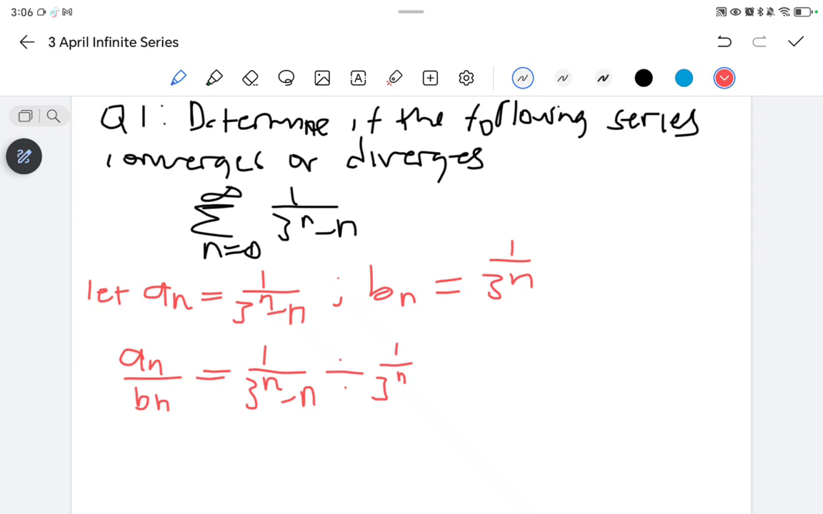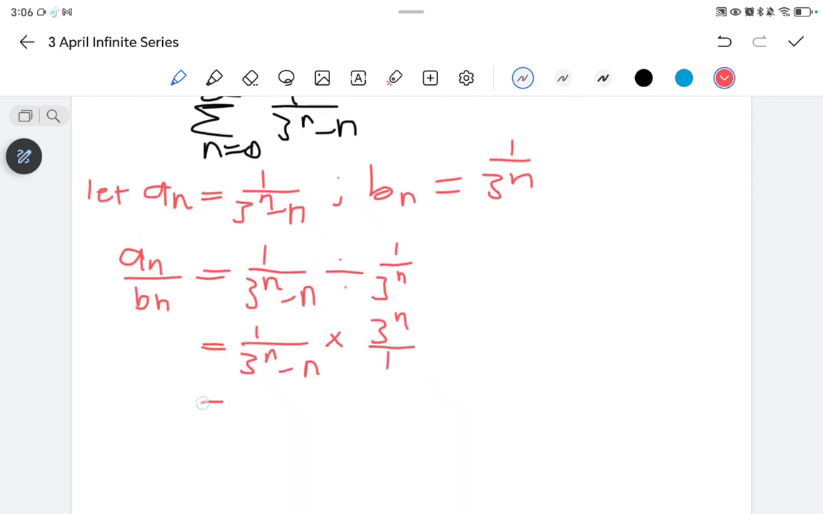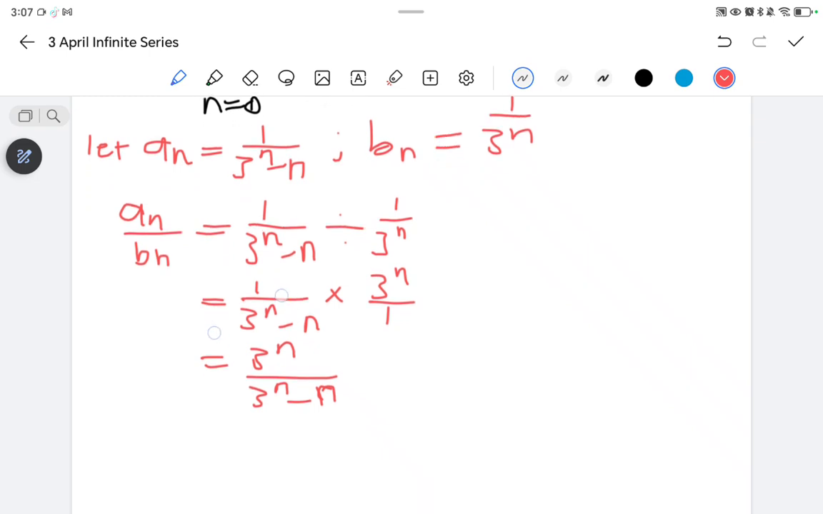So now we can say this is 1 over 3 to the n minus n, times 3 to the n over 1. And this would be 3 to the n over 3 to the n minus n. You see, right? And then now we can do this.